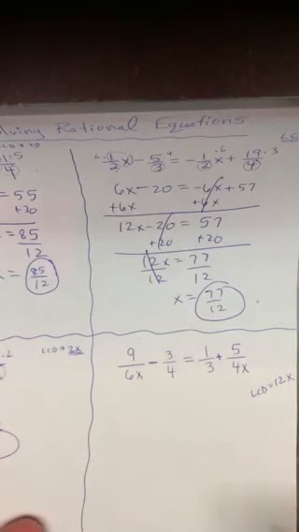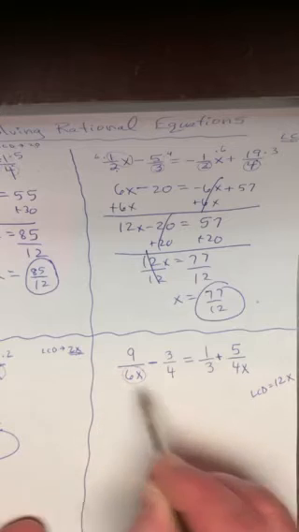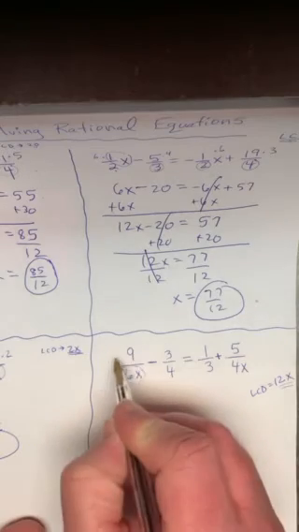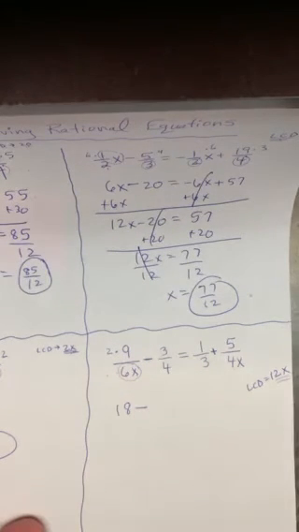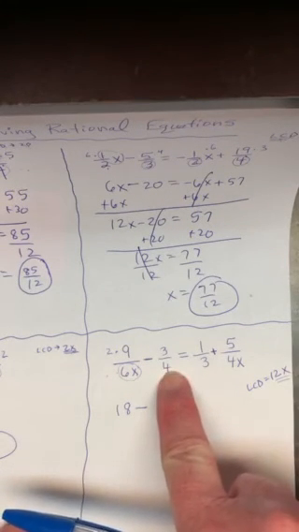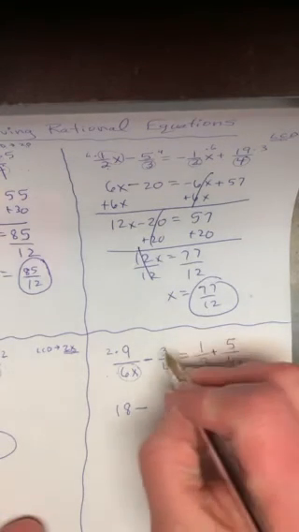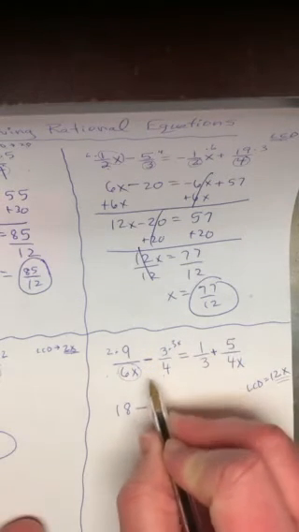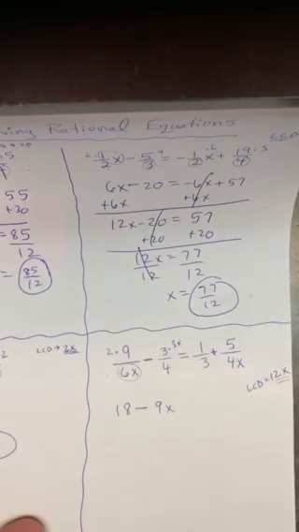So here we go. If this is currently a 6x, what would you multiply it by to turn it into a 12x? Wouldn't you have to multiply it by 2? So take the top number and times it by 2, giving me 18. Minus, now careful, this is a 4. I want to turn it into a 12x, don't I? So I would have to multiply it by what? 3x. So the minus sign I already took care of. 3 times 3x is 9x.